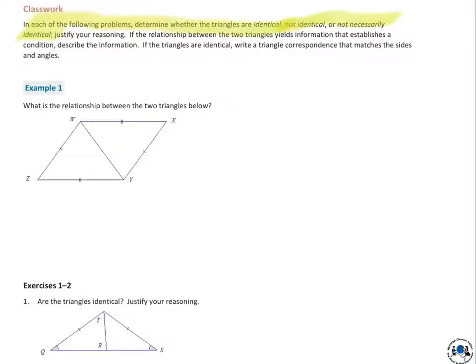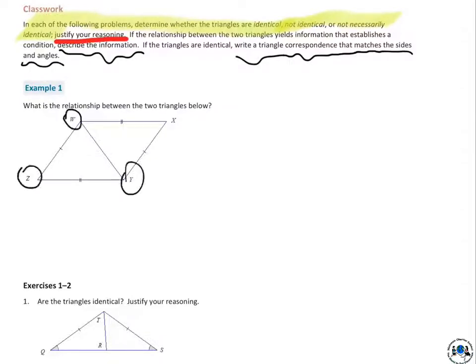In each of the following problems, you're going to determine whether the triangles are identical, not identical, or not necessarily identical, and justify your reasoning. If the relationship between the two triangles yields information that establishes a condition, I want you to describe that information. And if the triangles are identical, of course, write that ever-important triangle correspondence that matches the sides and angles. So here, example one. Let's go ahead and do example one together.